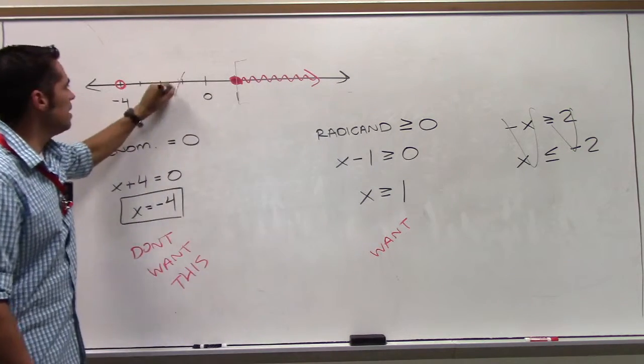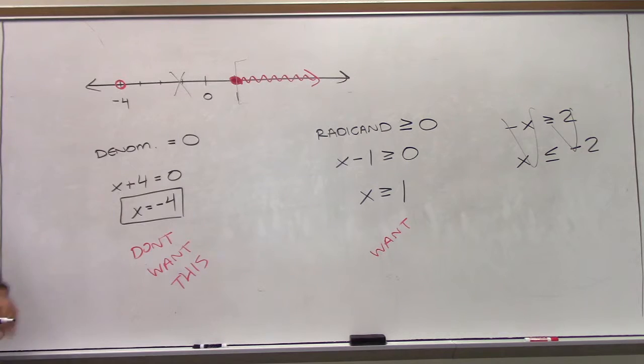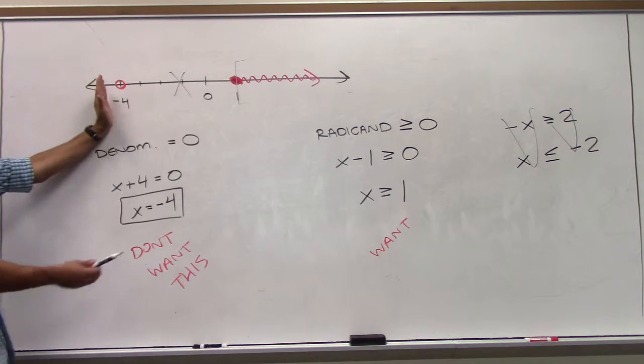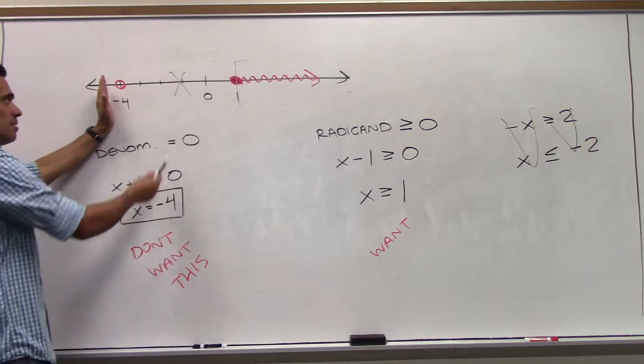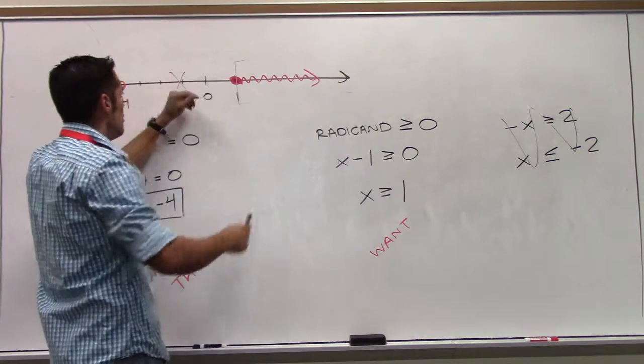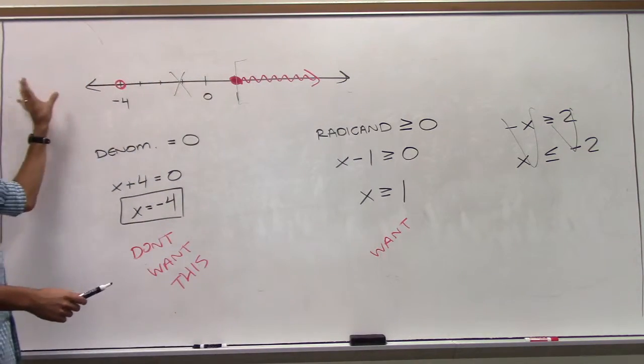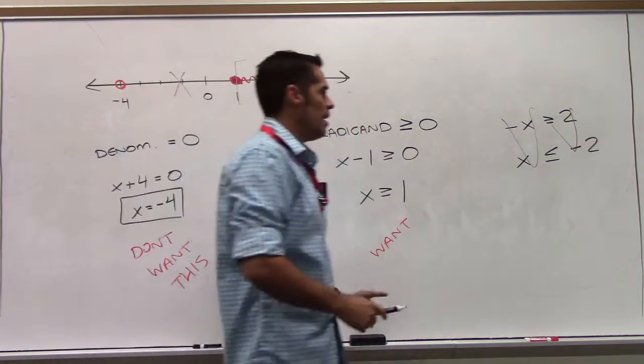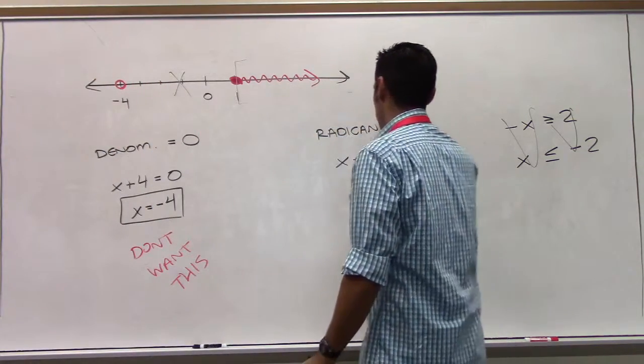Could I be something here? No. I mean, it would be okay with this, right? This says just don't be negative 4. So that would be okay. But this says we have to be bigger than or equal to 1. So we couldn't have that. So nothing over here works, right? Just from 1 on. How do we write that in interval notation?